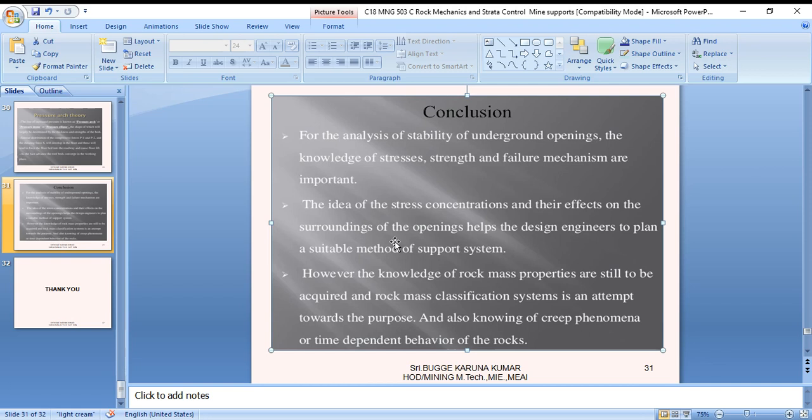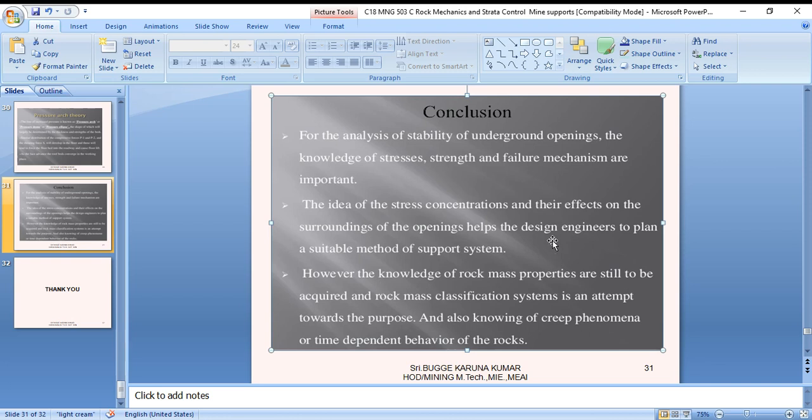However, the knowledge of the rock mass properties is very important. There is RMR, Q system and RQD. Rock mass classification systems are an attempt towards this purpose. Creep phenomena are also known, and are time dependent. The strength of the rock can be weakened due to water and over time. The time-bound character also influences the stability of the opening.